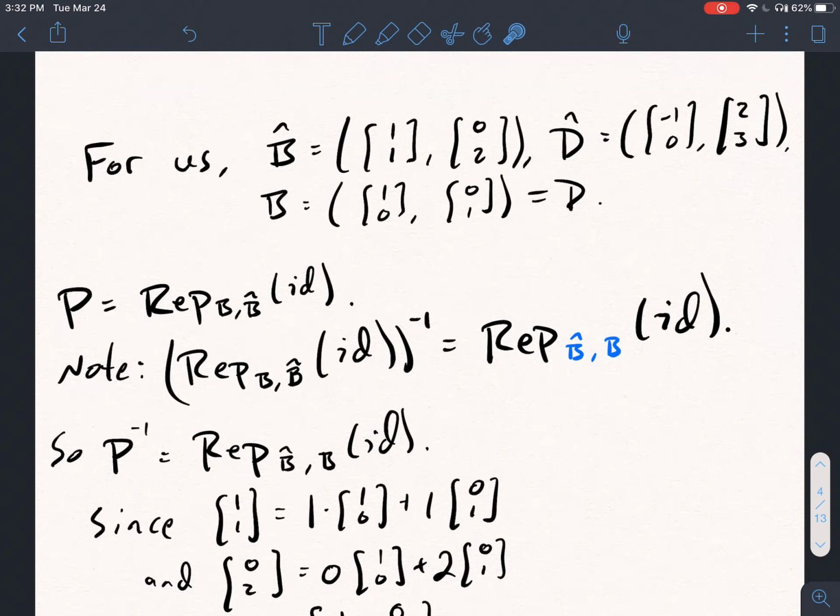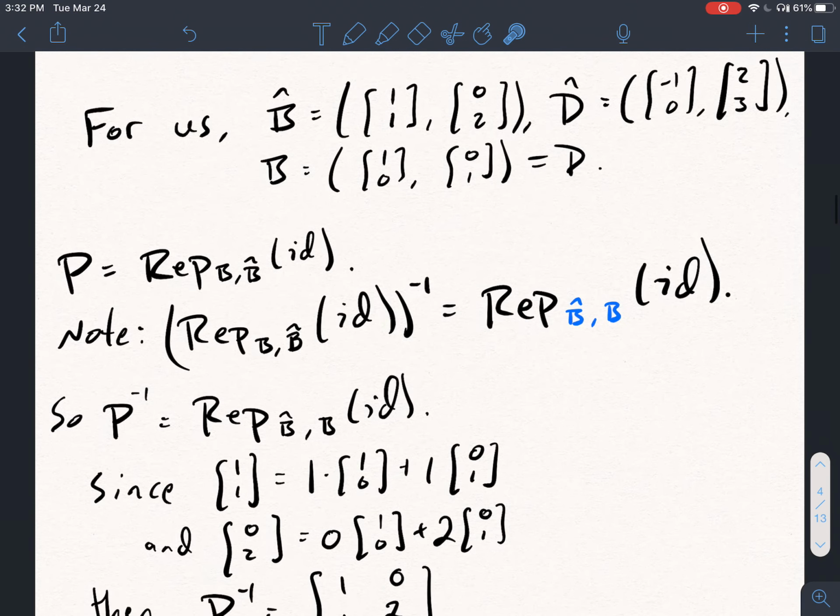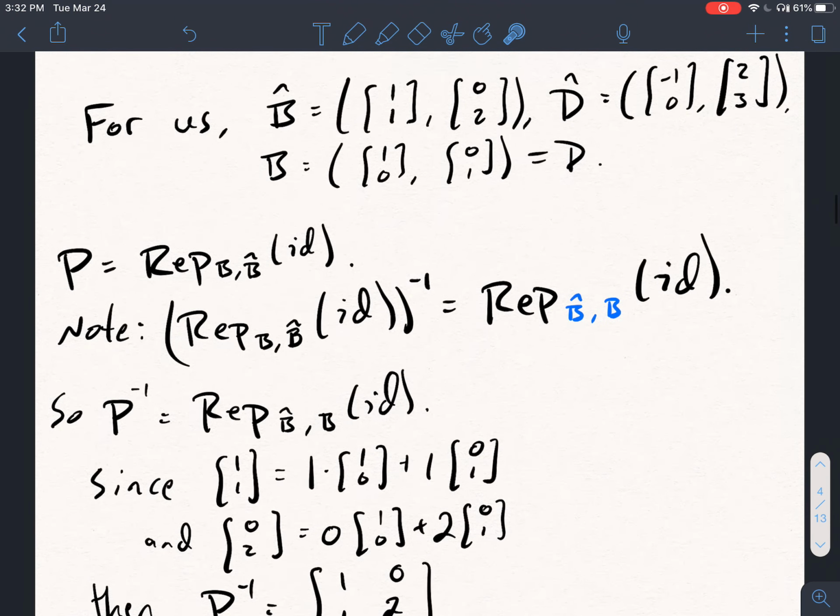So in particular, for the representation of a map with respect to B hat and B, since I'm doing the identity, I really just want to represent each vector from B hat, write it as a linear combination of the vectors from B. So (1, 1) is equal to 1 times the first standard basis vector plus 1 times the second. And (0, 2) is equal to 0 times the first basis vector plus 2 times the second basis vector.